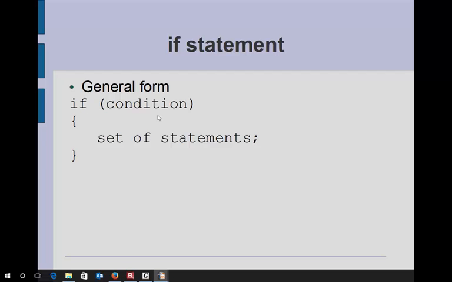So what's the general form? Start with the keyword if. Your condition is going to be enclosed in parentheses. This is going to be a relational expression. Then opening curly braces, closing curly braces, and then the set of statements. Basically we are going to look at this condition. If this condition is true, then we are going to execute all the statements. If the condition is false, then we are going to skip all the statements.